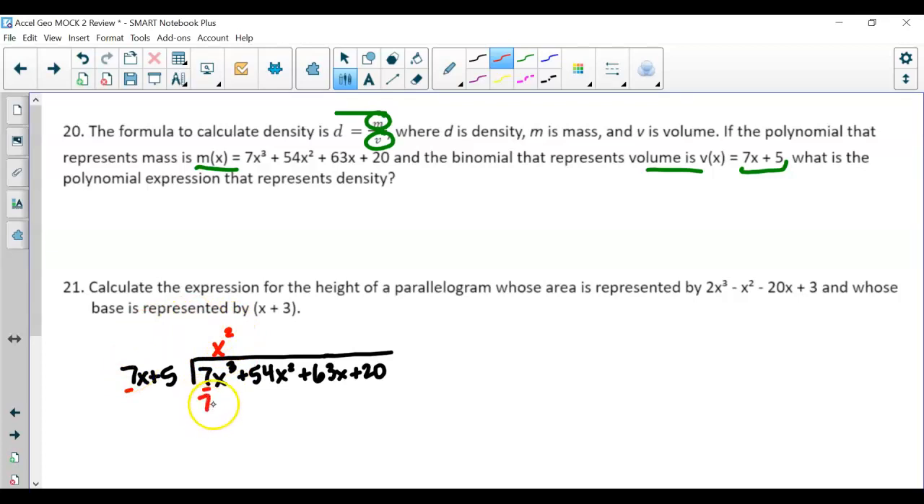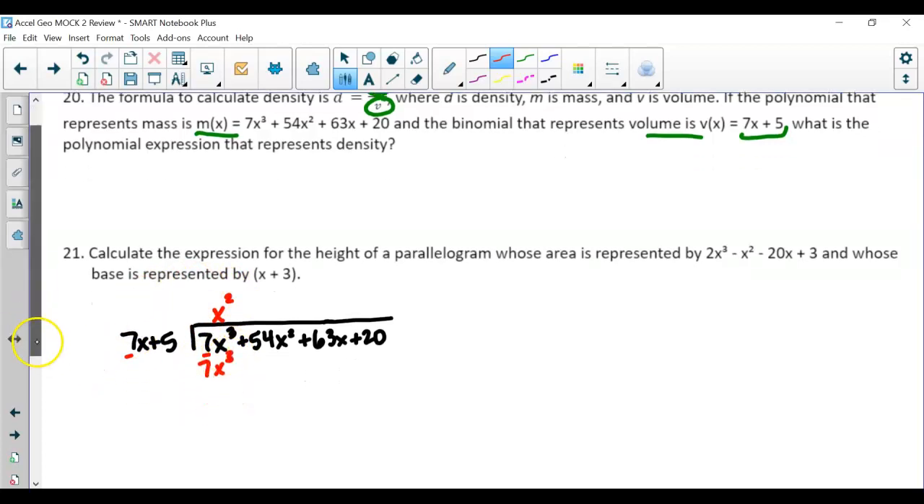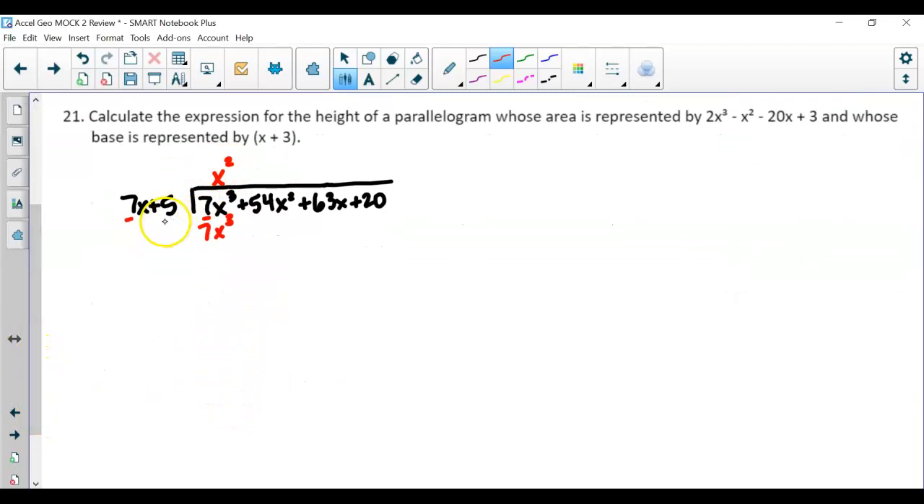Now multiply. So these will match up, but don't forget to multiply to the 5 as well. So plus 5x squared. Now here we're going to subtract, change the sign. So this is 0, and now we have 49x squared. Bring down 63x. Now divide first term by first term, which gives you 7x, right? Because we are taking out one x.